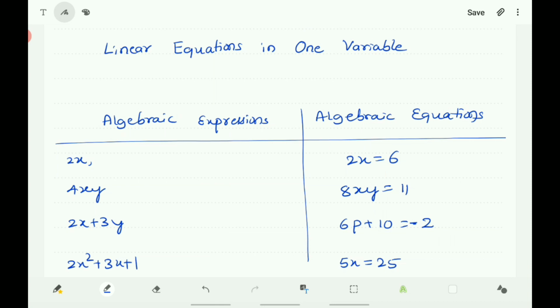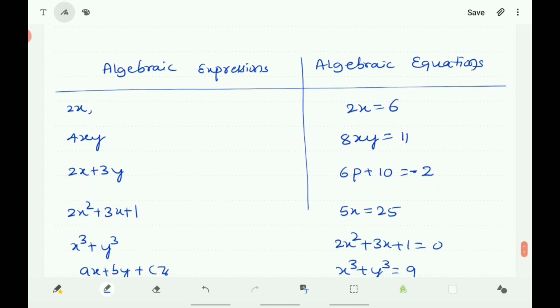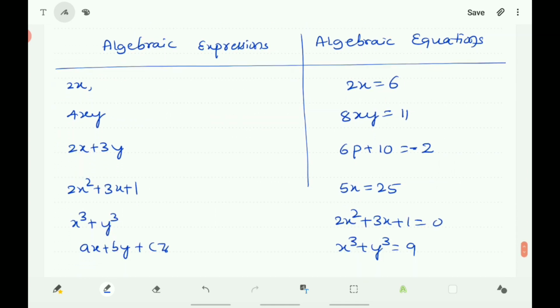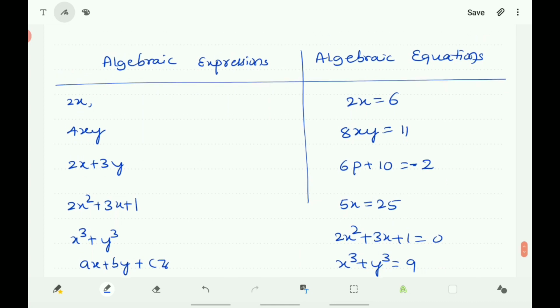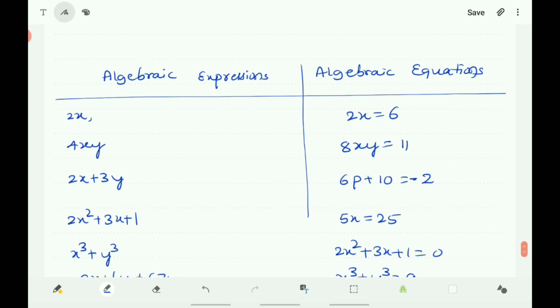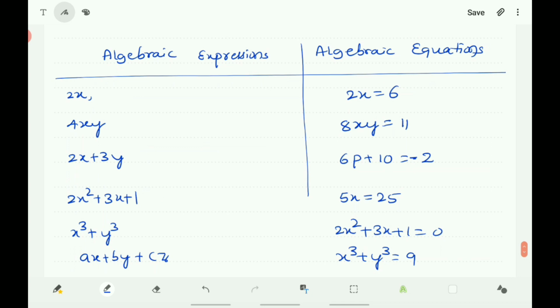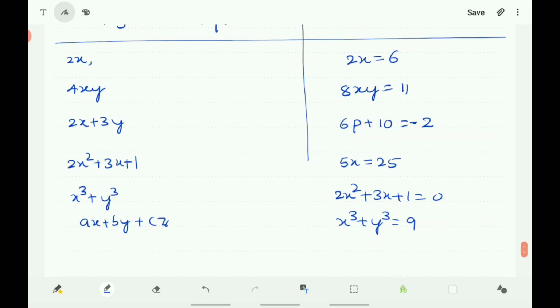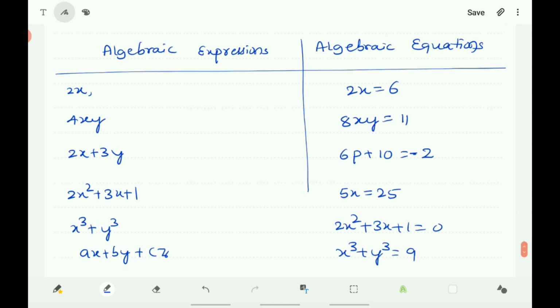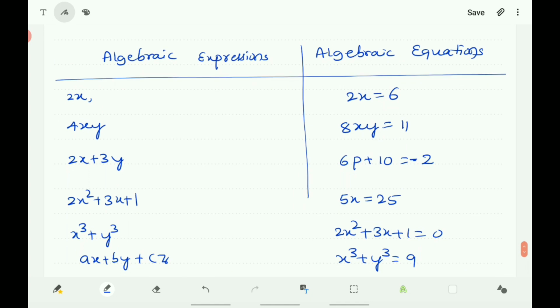See here: 2x, 4xy, 2x plus 3y, 2x square plus 3x plus 1, x cube plus y cube, ax plus by plus cz. These are the algebraic expressions. And 2x equals 6, 8xy equals 11, 6p plus 10 equals minus 2, 5x equals 25, 2x square plus 3x plus 1 equals 0, x cube plus y cube. These are the algebraic equations.